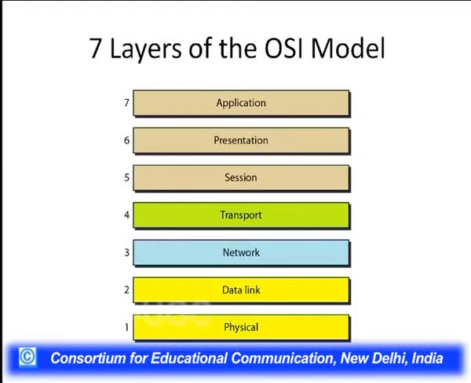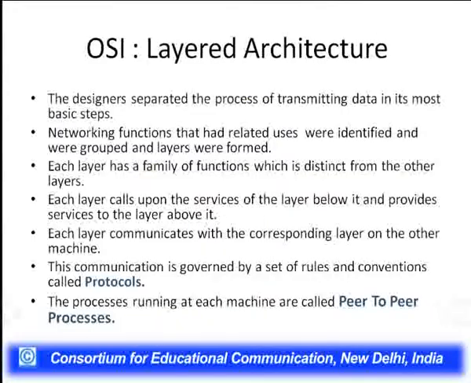So, now we will talk in detail about the OSI model and the different layers of the OSI model. So, the 7 layers of the OSI model are application layer, presentation layer, session layer, transport layer, network layer, data link layer and the physical layer. So, these are the names of the 7 different layers of the OSI model. So, OSI is basically a layered architecture, that is each layer is connected to 2 layers as I just said.